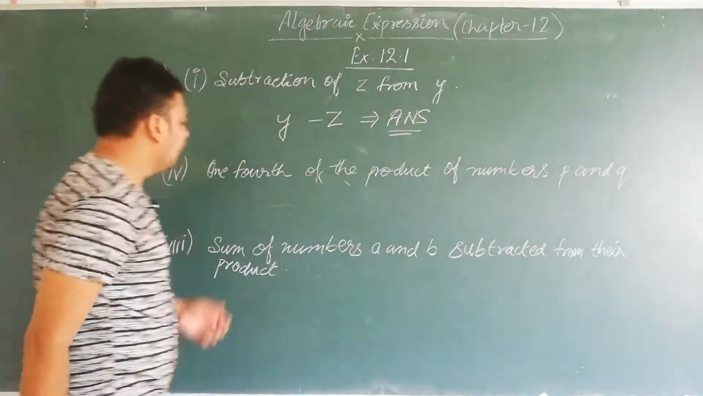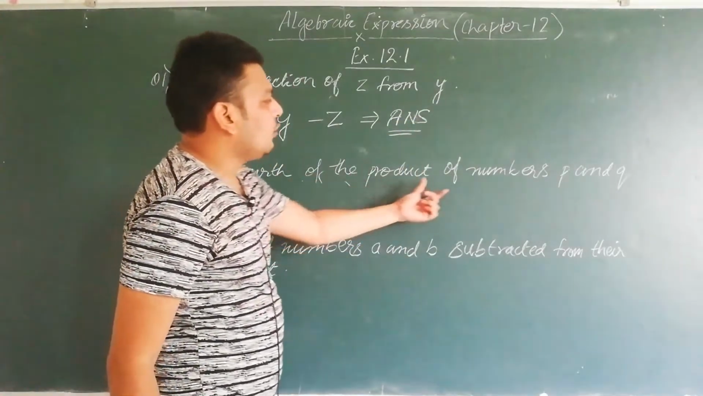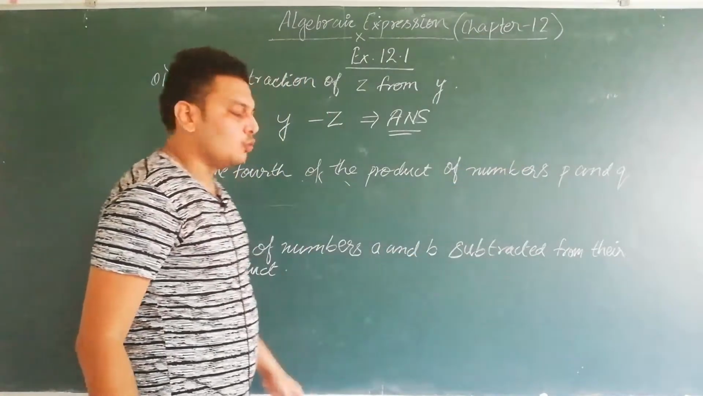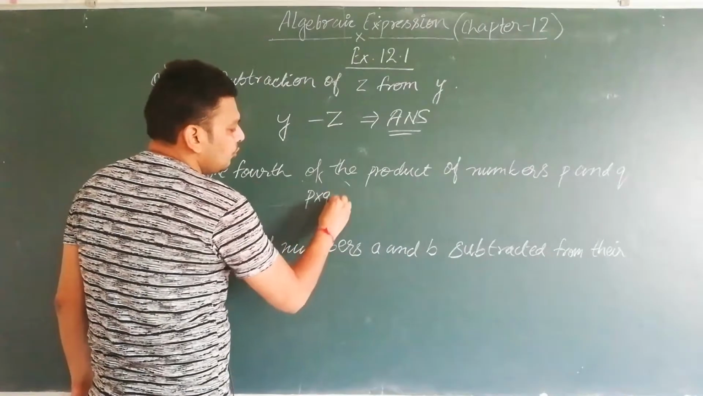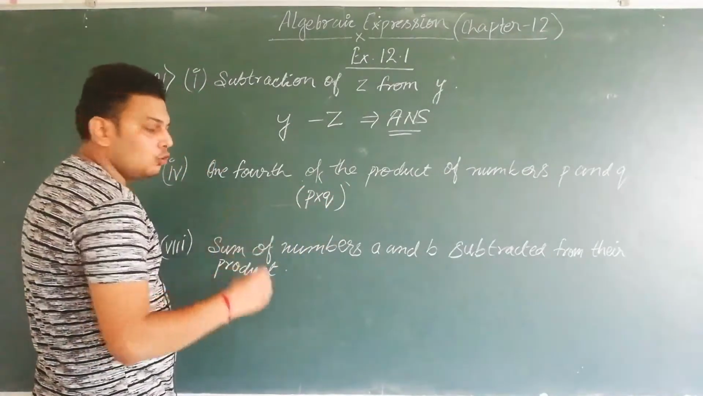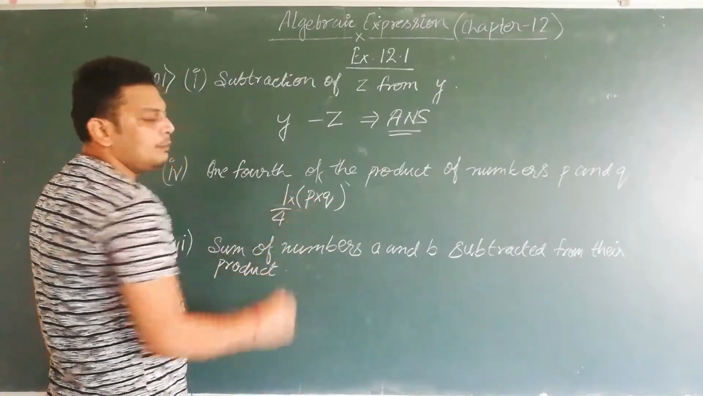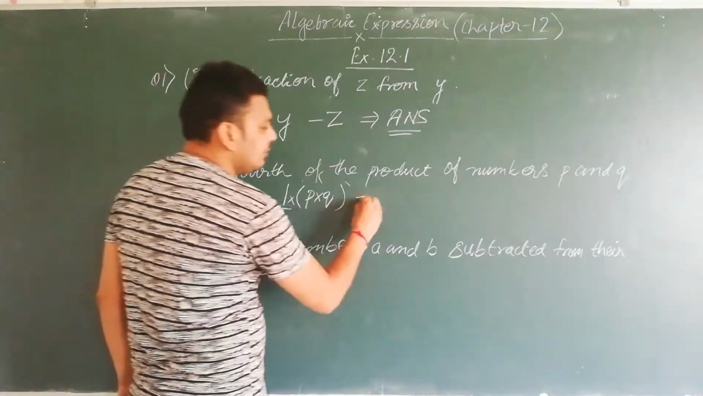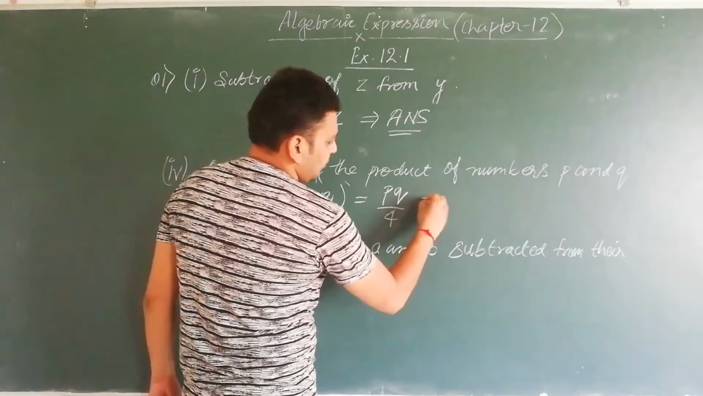Okay. Part 4. 1/4 of the product of numbers p and q. And 1/4 means 1 by 4 into p into q. It becomes pq by 4.